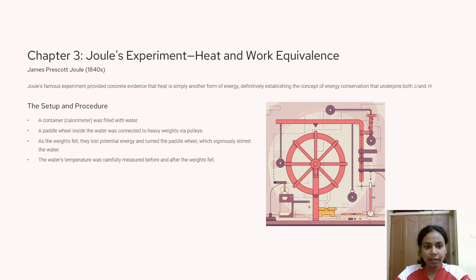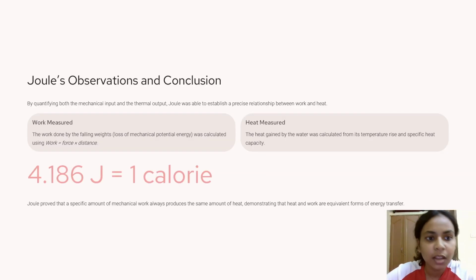He observed that when the weight fell, it stirred the paddles in the water. This stirring of the water caused a rise in temperature. It was a very small but consistent rise. This rise in the temperature denoted that there is a relationship between heat and work done. By this, Joule observed and established that 1 calorie of heat is equal to 4.186 joules of work done.